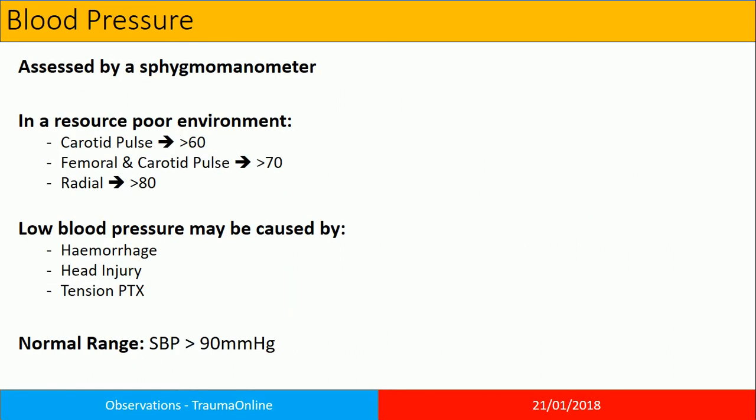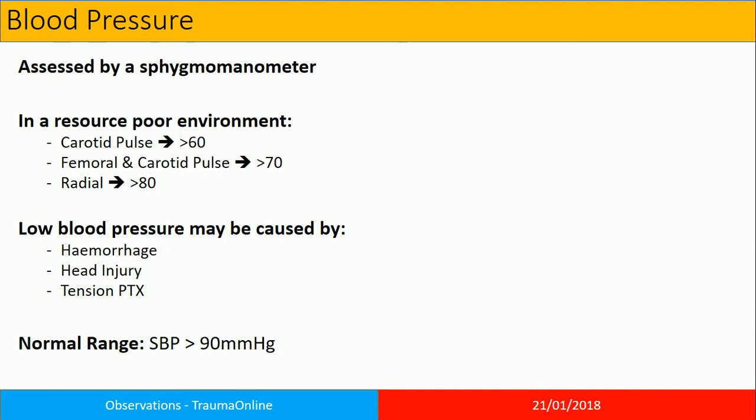The next is the patient's blood pressure. This is usually assessed by placing what's called a sphygmomanometer on the patient's arm. This is usually electrical, although it can be done manually. If you do not have these available, ATLS gives some guidelines on how to predict the patient's blood pressure. If you're able to feel a carotid pulse, which is in the neck, you can be sure that the patient's blood pressure is around 60. If you can feel a femoral pulse in their leg, then it's at least 70. And if you can feel a radial pulse at their wrist, it's at least 80.